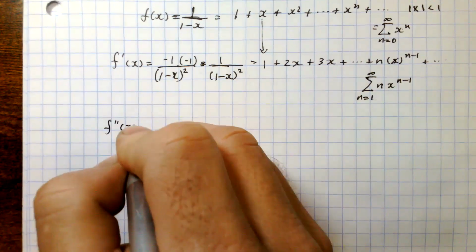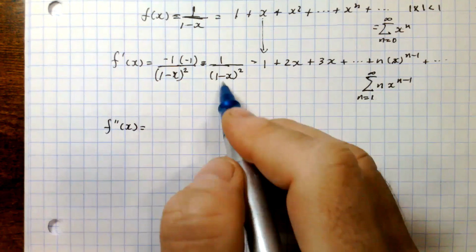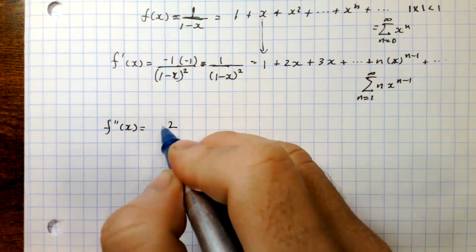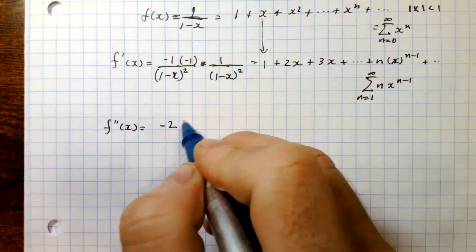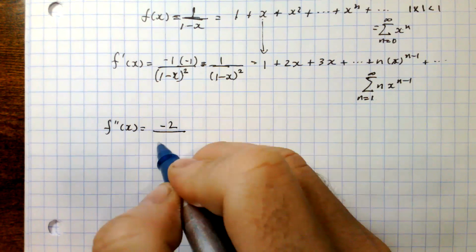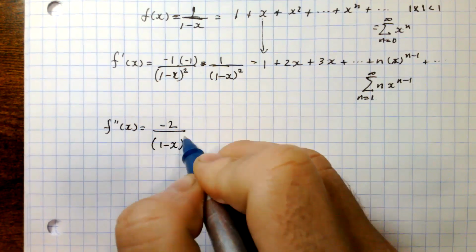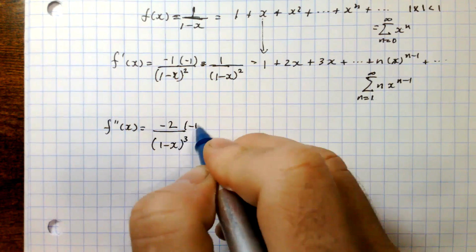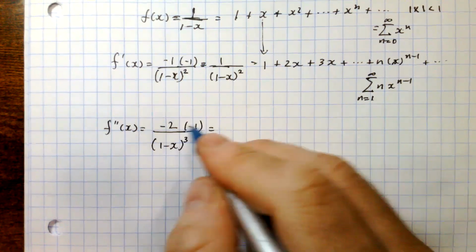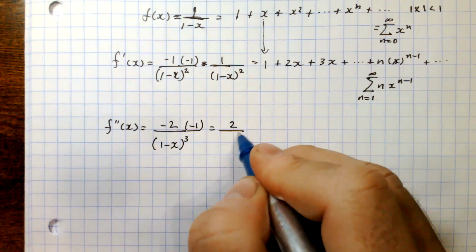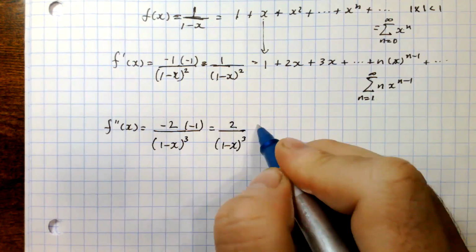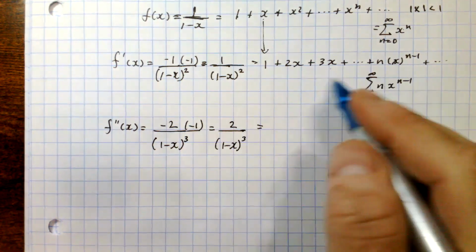F double prime of x is equal to, and the derivative of this is going to give us a 2 from the exponent. It's going to be a negative 2, and then we'll bring that back down. So that's 1 minus x cubed. And then the derivative of course of the negative x here is going to give us a negative 1 upstairs. So this just leaves us with the derivative of 2 over 1 minus x, the whole thing cubed. Okay, so let's see, how does the right-hand side look?